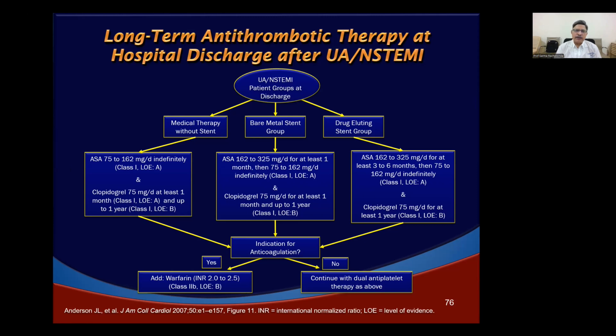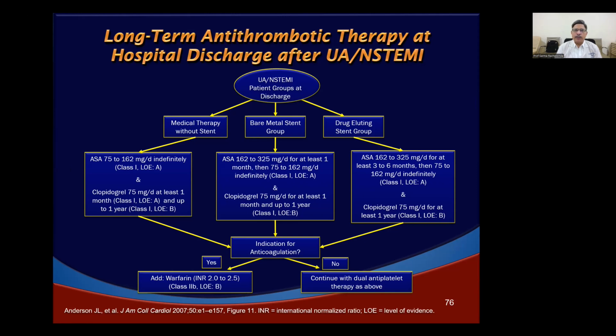Okay, bare metal stent, double dose aspirin I have to give. 75 milligrams is not sufficient. I have to give 160 to 325 at least 1 month. Then continue 75 to 162 indefinitely. Clopidogrel for 1 month and maybe up to 1 year. So here the difference between the previous one and this one is the dose of aspirin is double. And that is instead of 75 to 162, I give 160 to 325.